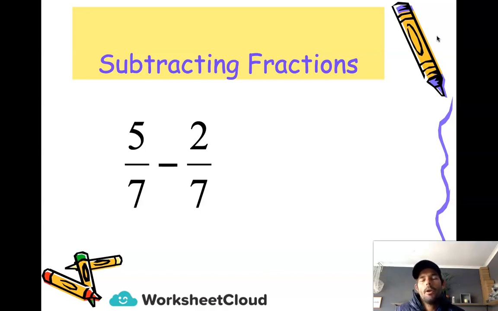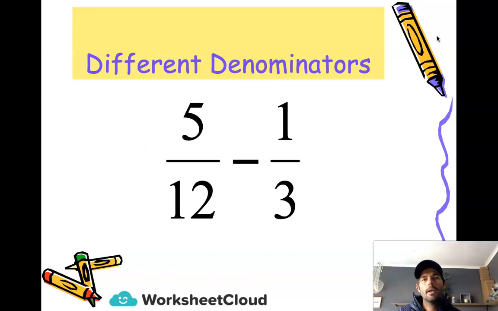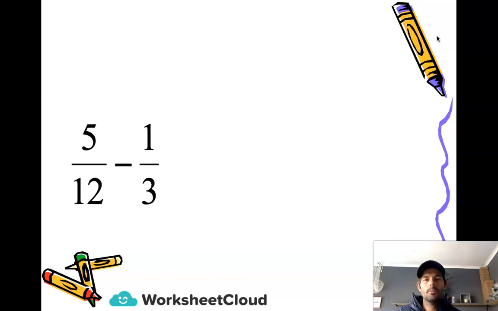Right, subtracting fractions. Okay, so subtracting fractions follows the same principles as adding fractions. The only difference is that you subtract the numerators. When the denominators are the same, we just subtract the numerators and we get 3 over 7. Here the denominators are different.